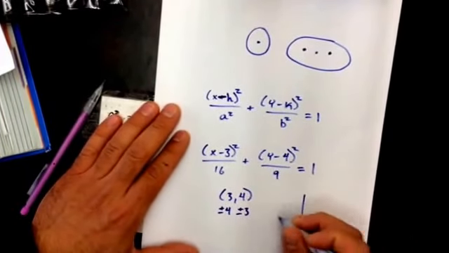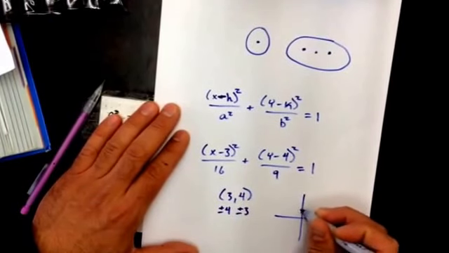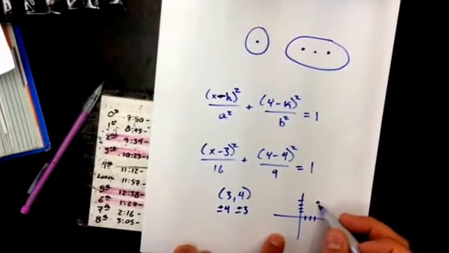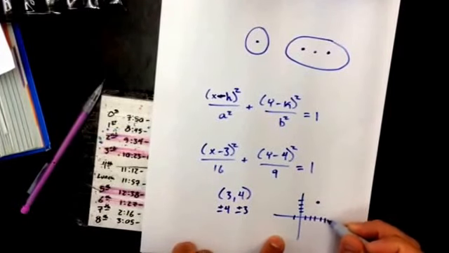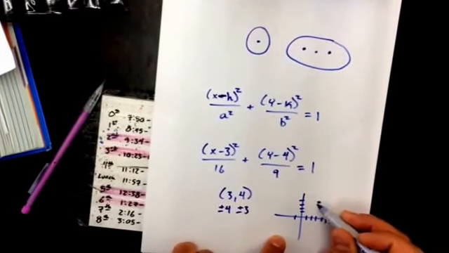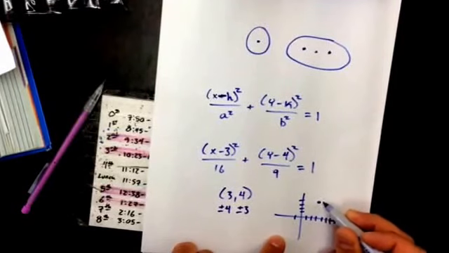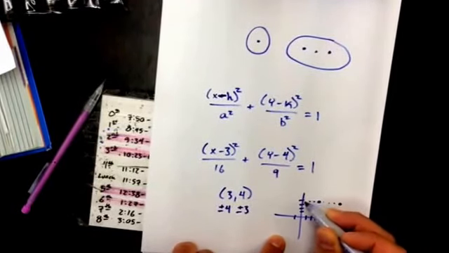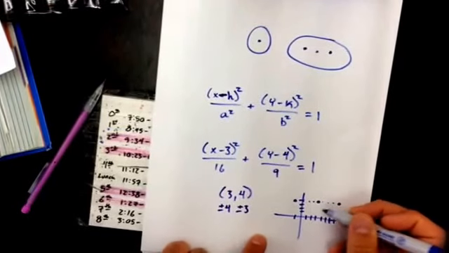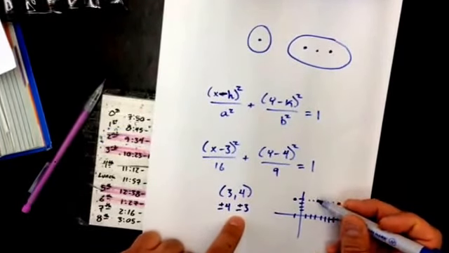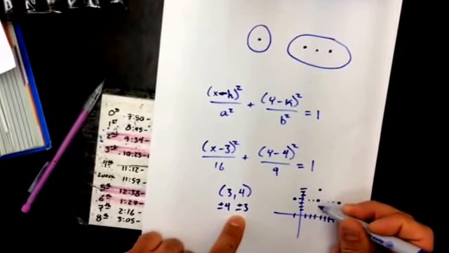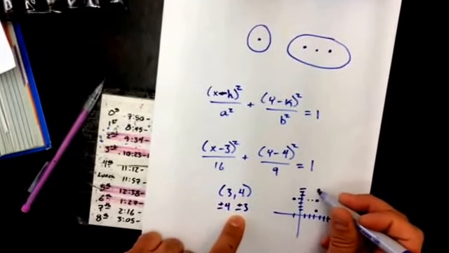So what does that mean? I'm going to go on my graph and go to 3, 4. For my x values, I'm going to add the a value, which is 4. So I'm going to go plus 4, 1, 2, 3, 4. Minus 4, 1, 2, 3, 4. For my y's, I'm going to go plus or minus the b, which is 3. Plus 3, and minus 3.